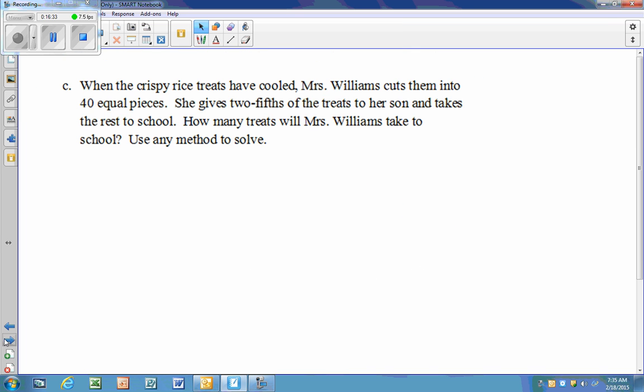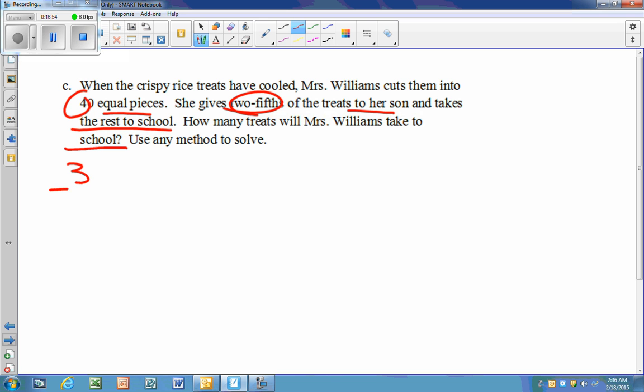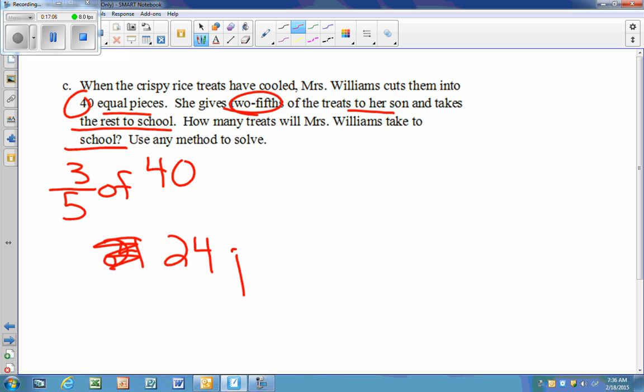The last question says, when the Crispy Rice treats have cooled, Miss Williams cuts them into 40 equal pieces. She gives 2/5 to her son and takes the rest to school. How many treats will she take to school? Well, if she gives 2/5 to him, what's left she takes to school, so there's 3/5 left. And we're finding 3/5 of 40. And when we do 3/5 of 40, we have 24. Sorry, that's a little sloppy. 24 pieces. And that is your mid-module review.